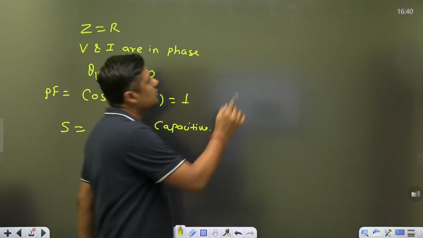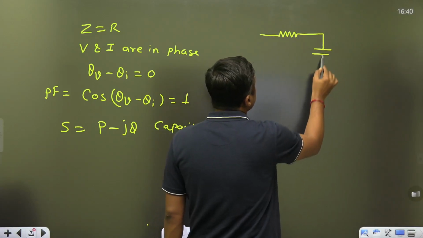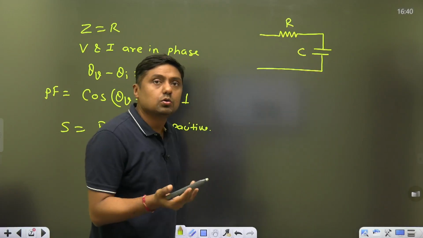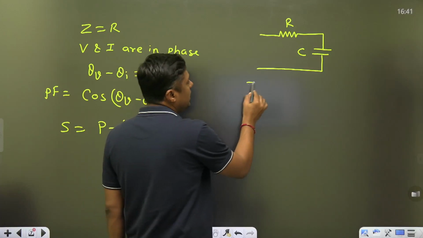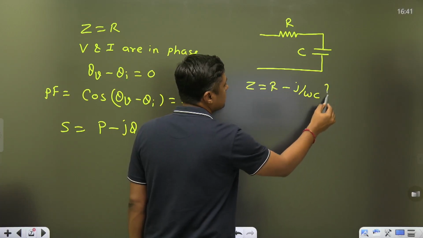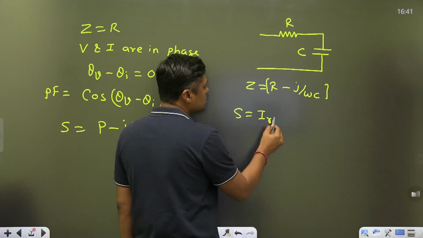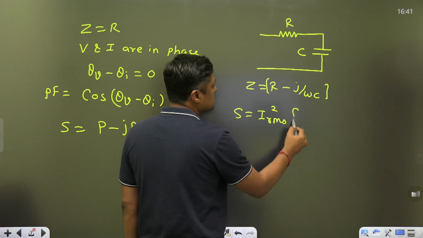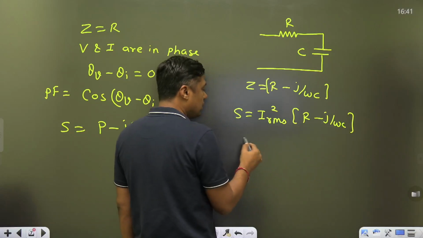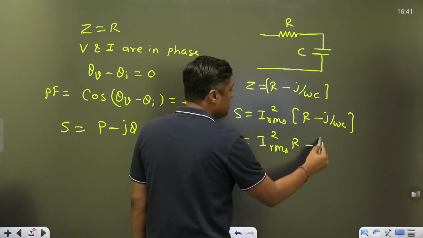For example, if R and C are connected in series, what is the total impedance? The impedance will become R minus J by omega C. And S will become I RMS square into Z, that is R minus J by omega C. From this you will get the real part positive, and the imaginary part negative.